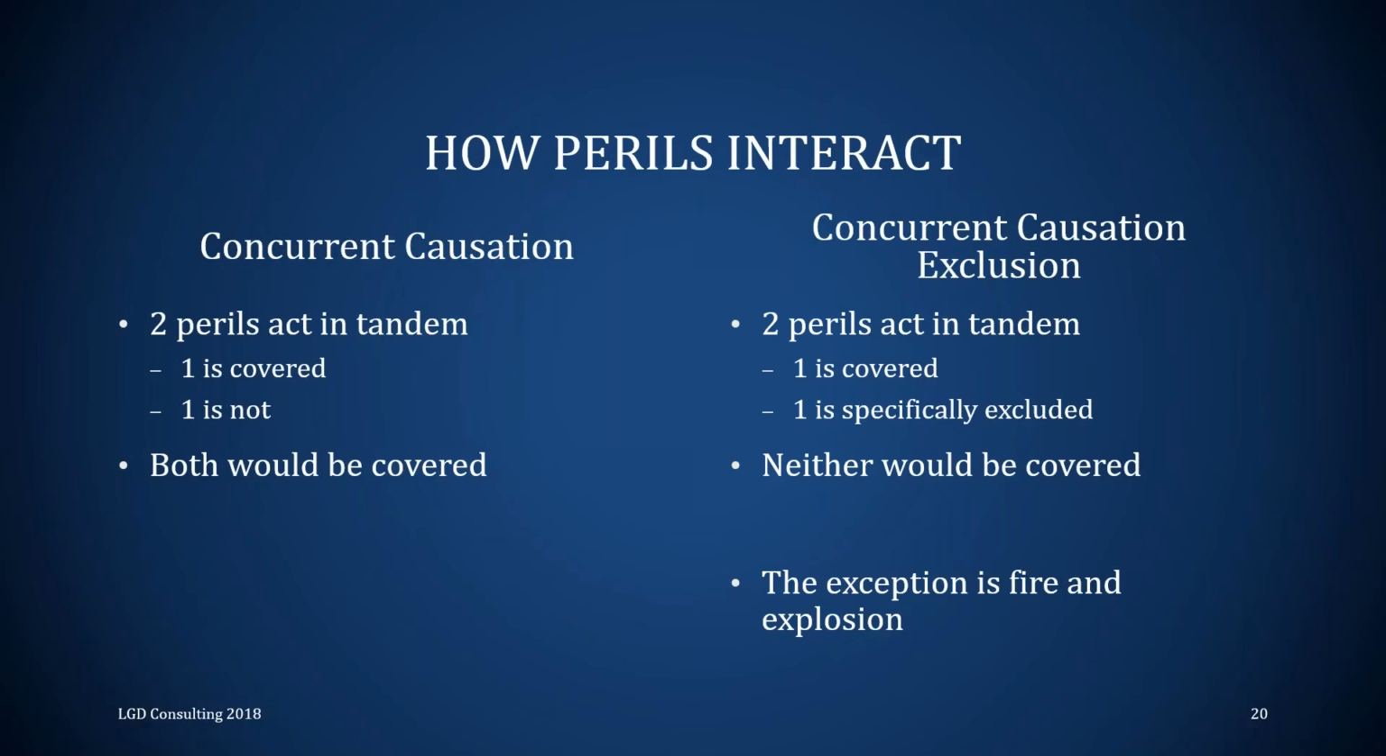We have what's called concurrent causation. This is where you have two perils act in tandem. One is covered, one's not. Both of them would be covered under concurrent causation.